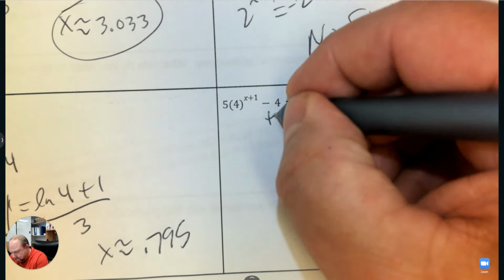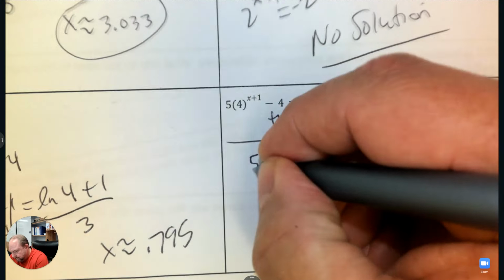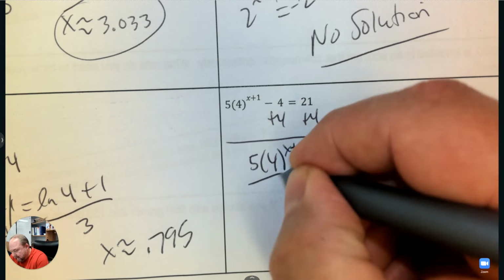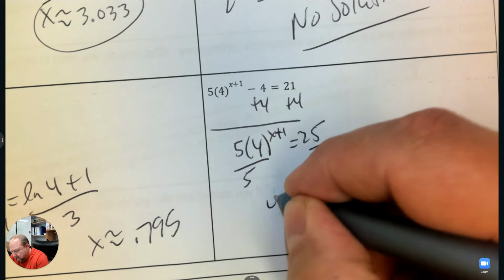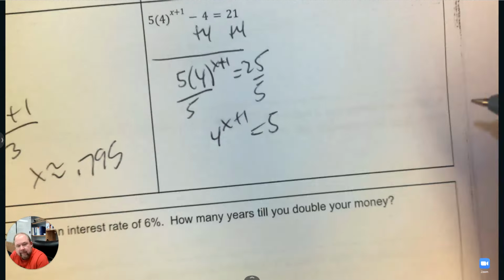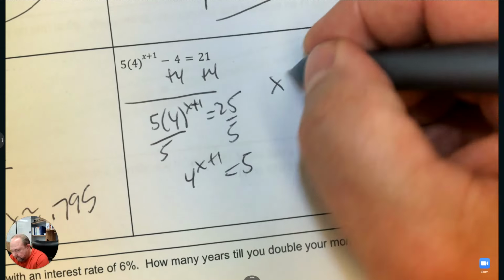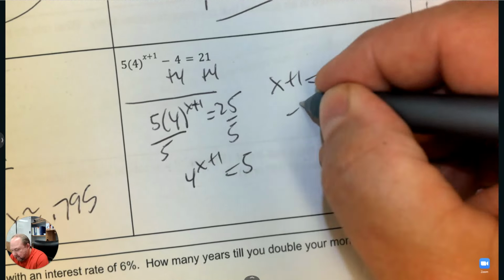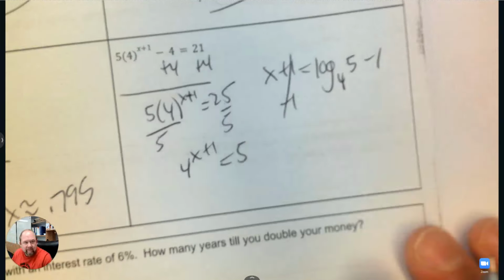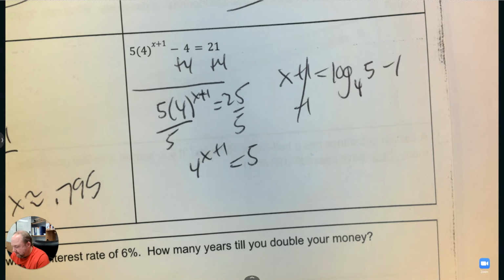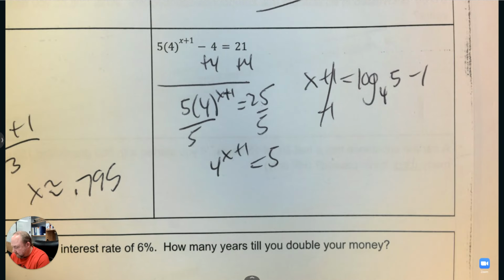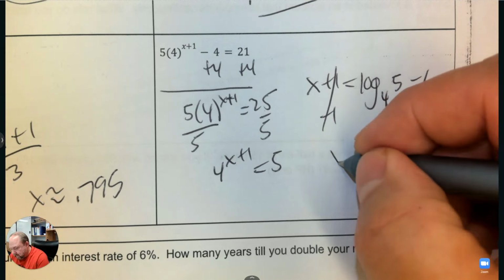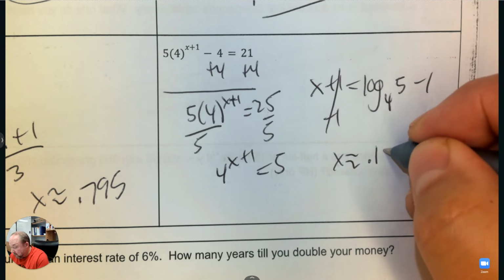All right, add 4. Divide by 5. And then solve it. So the exponent equals log base 4 of 5. Subtract 1 and use your calculator. So log 5 divided by log 4. Subtract 1. So it equals 0.6161.